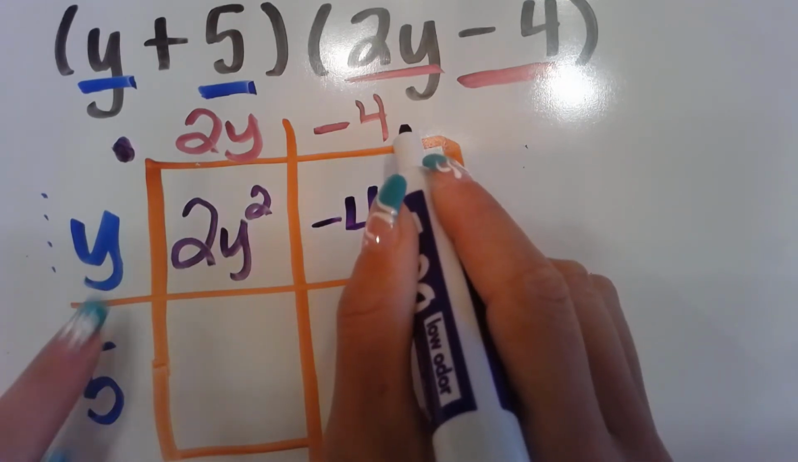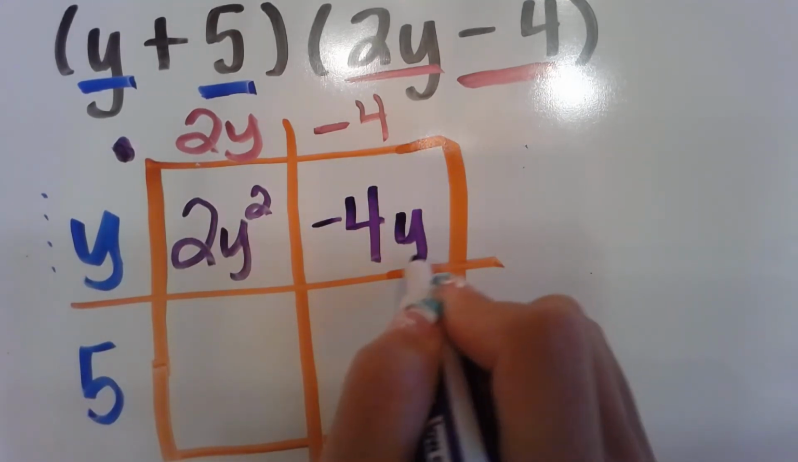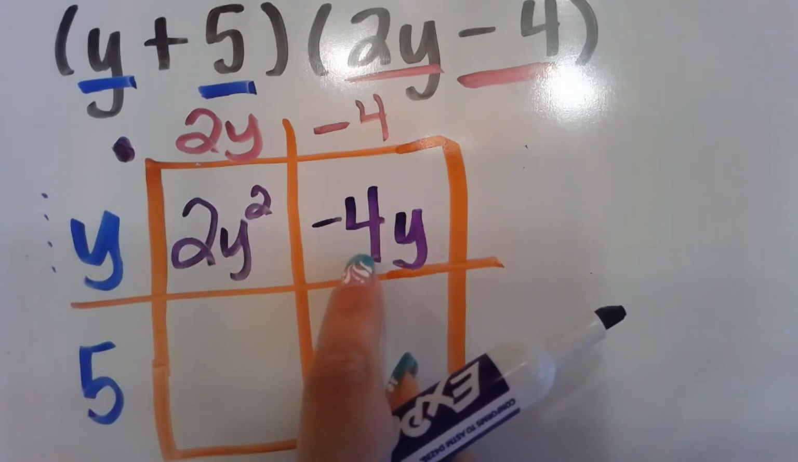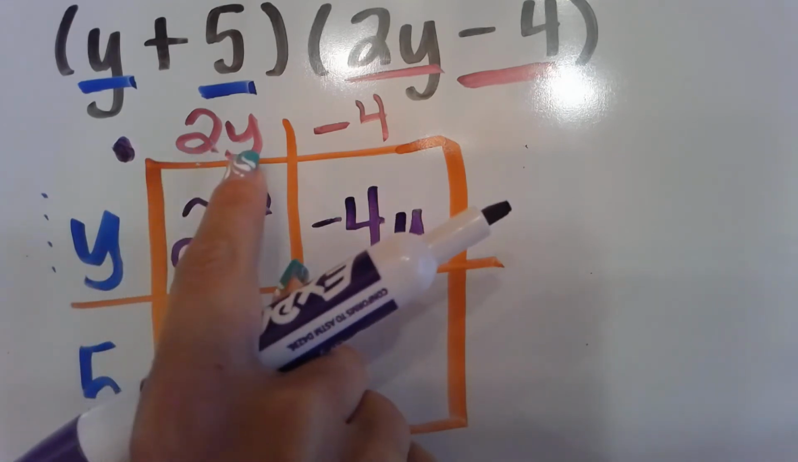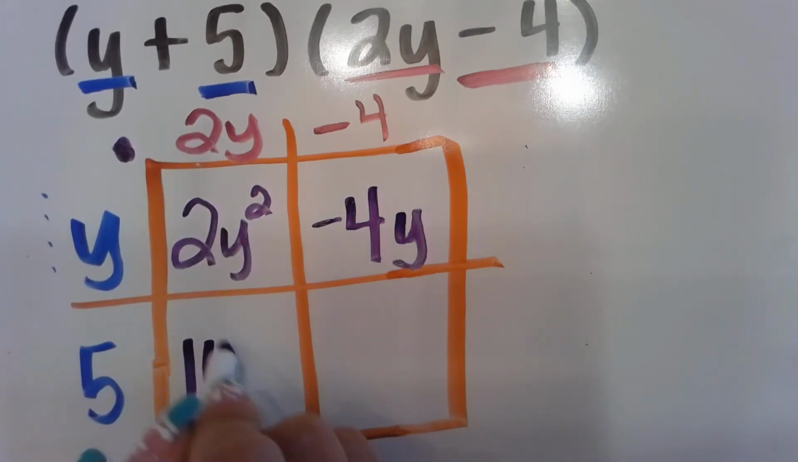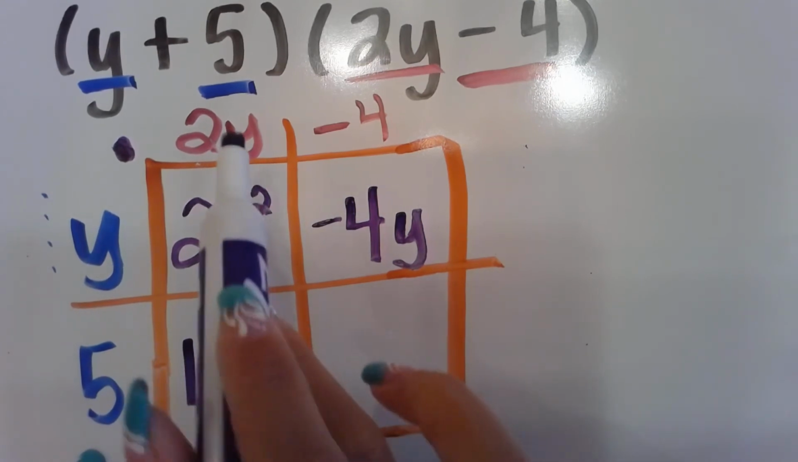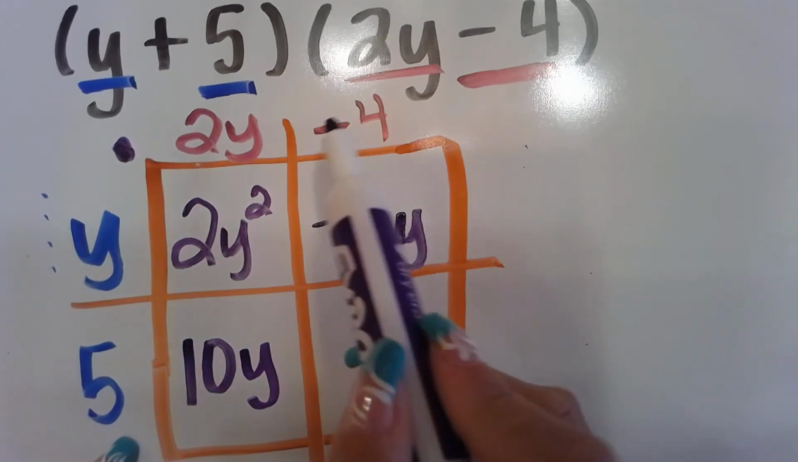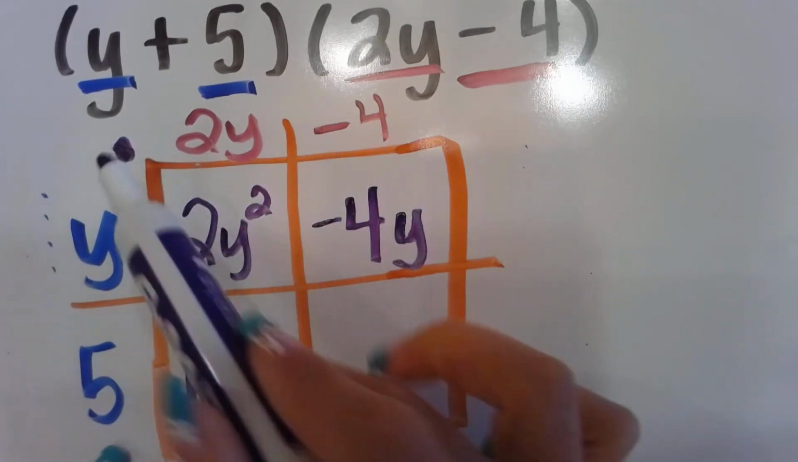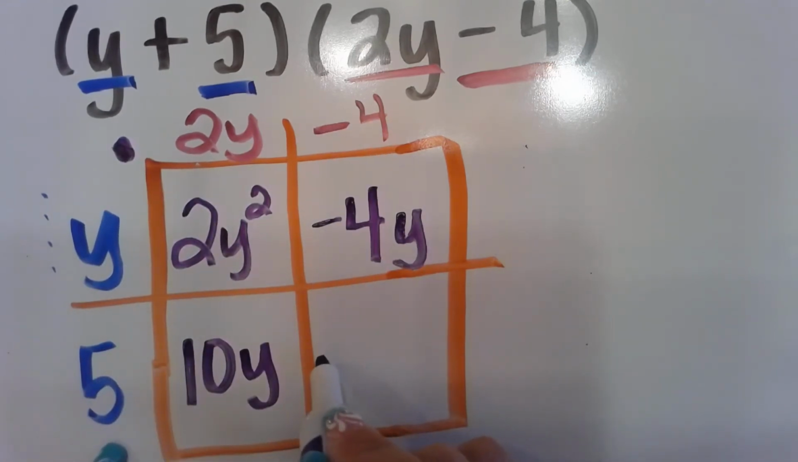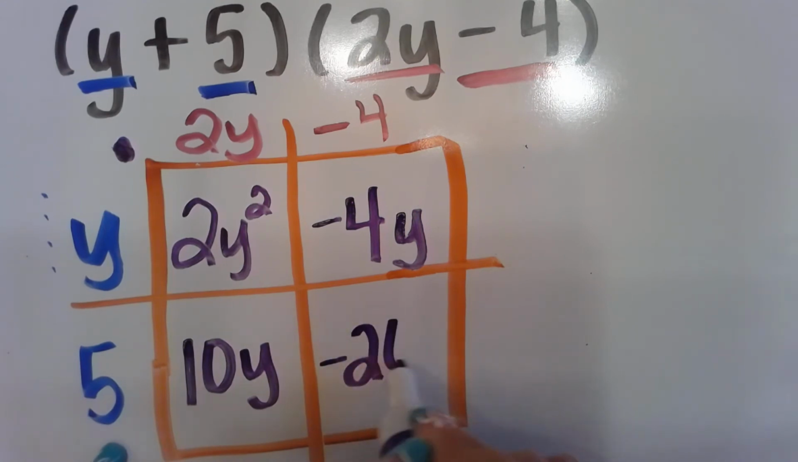And this one has a y. This one does not, so we're taking our y. And look, I did negative 4 times 1, so that's a negative 4. Now we have 2y times 5 here. So 2 times 5 is 10. And this one has a y. This one doesn't have a y, so we're going to go ahead and write our y. Now we're going to look up here and go negative 4 times 5. So negative 4 times 5 is negative 20.